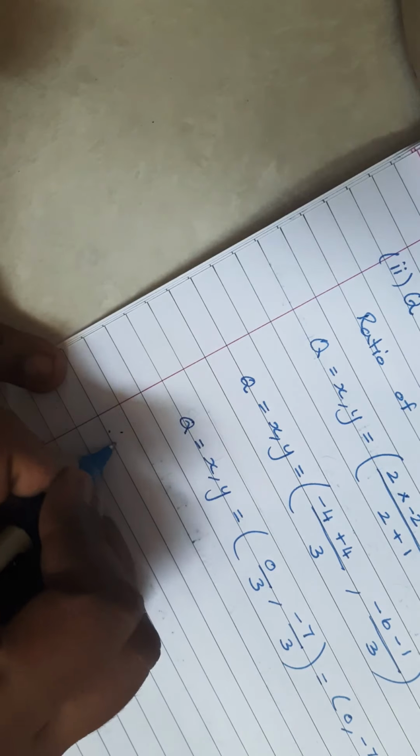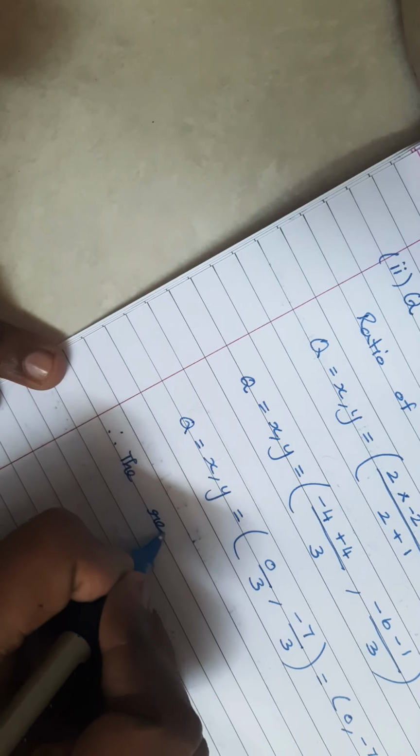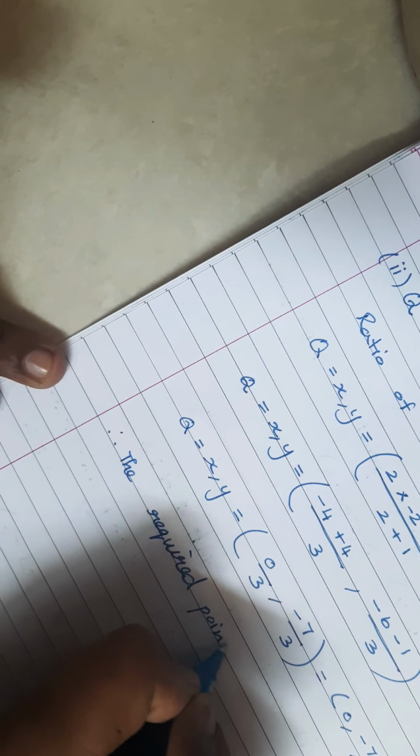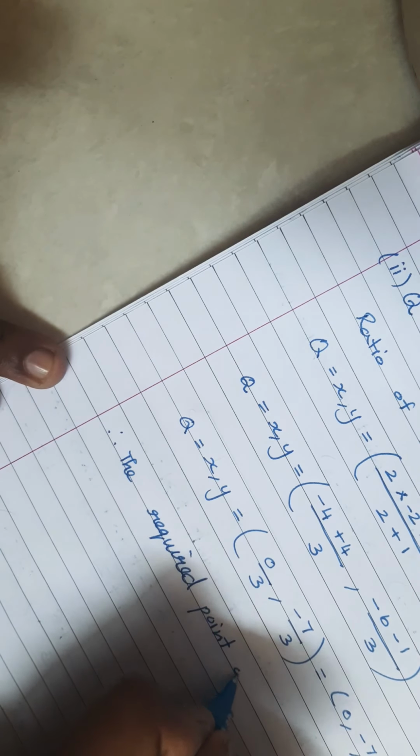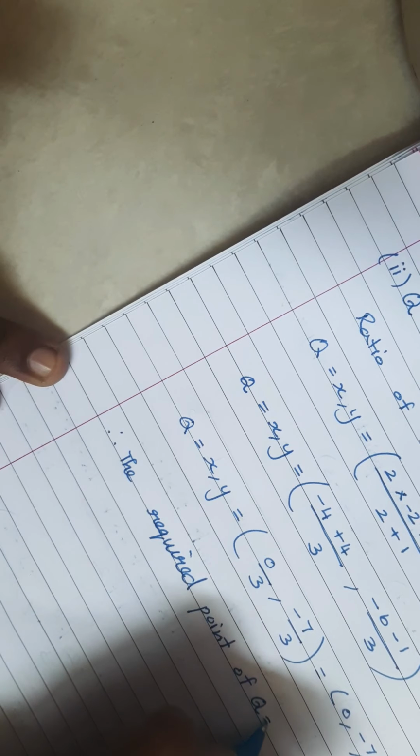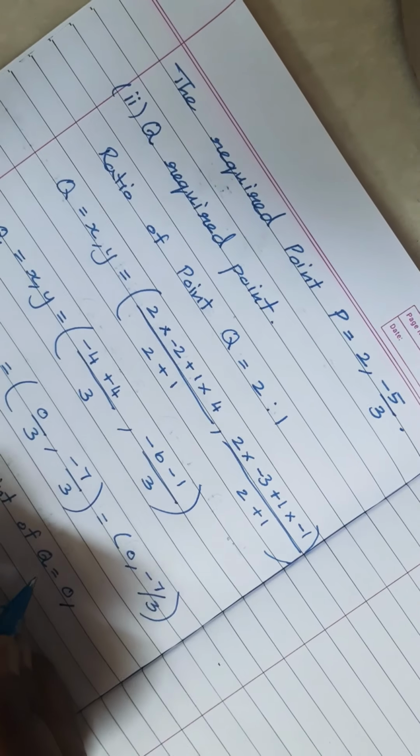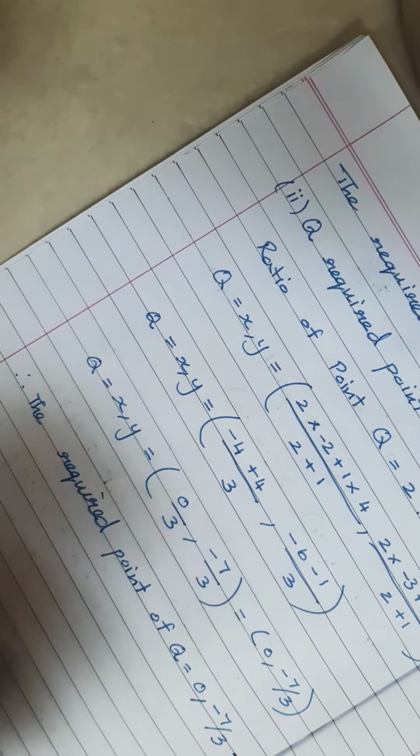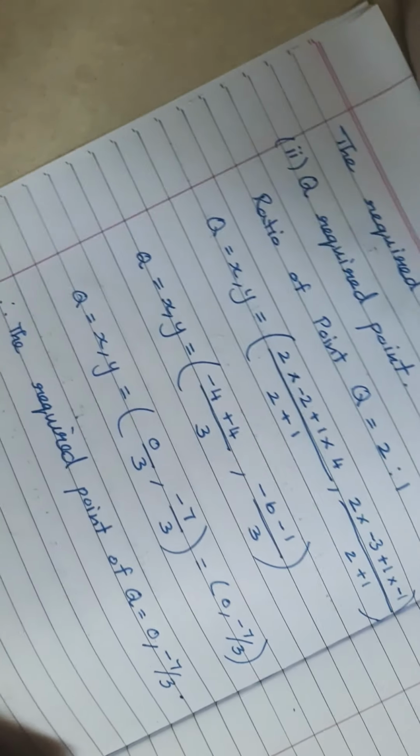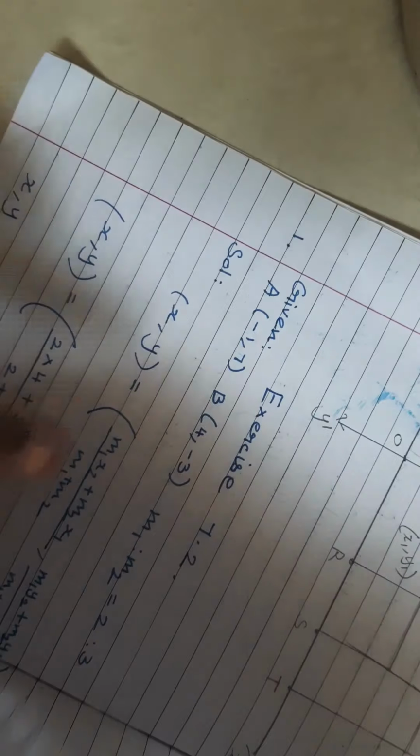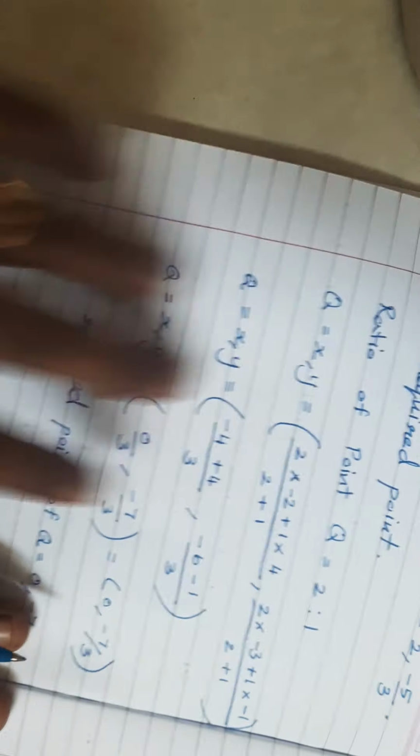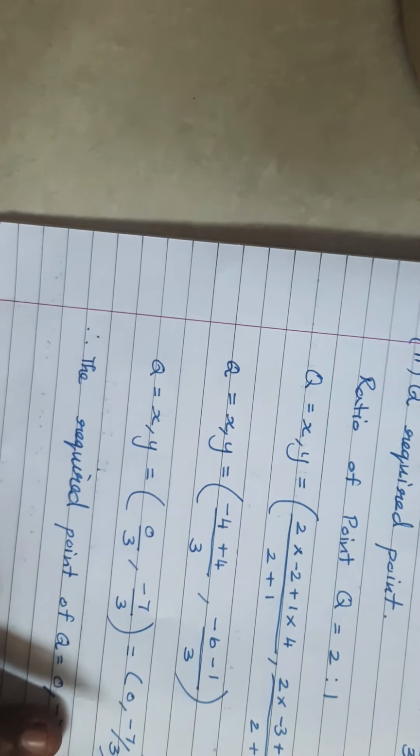So therefore the required point of Q equal to 0 comma minus 7 by 3 is the answer. So now the concept of section formula, okay, basic sum and the trisection concept is over.